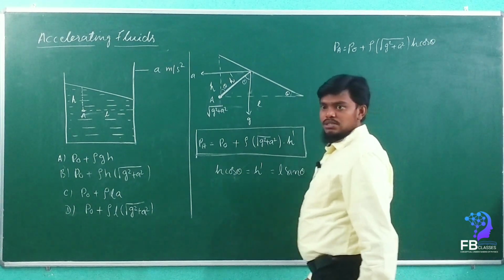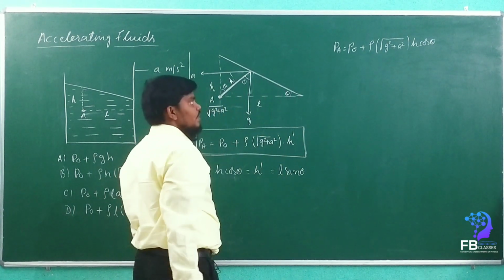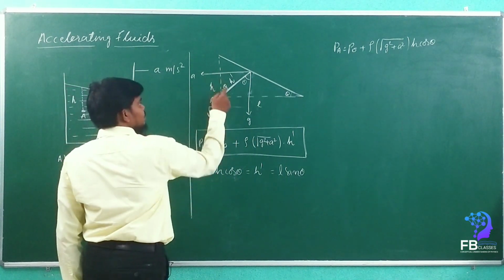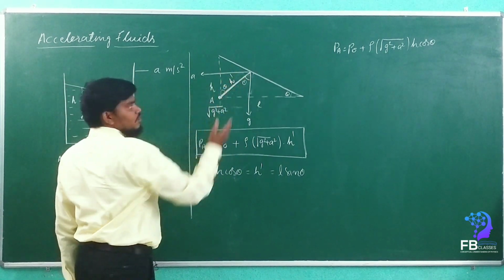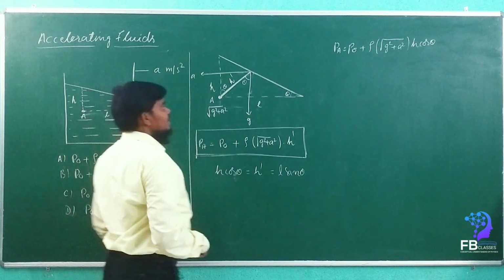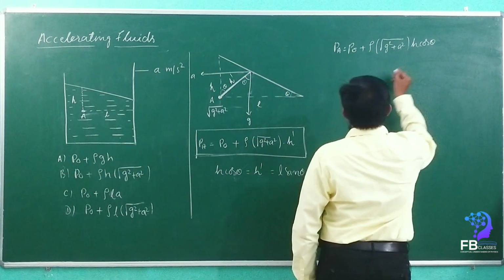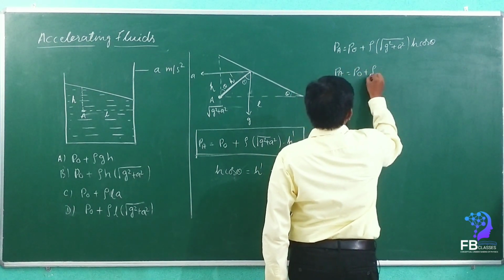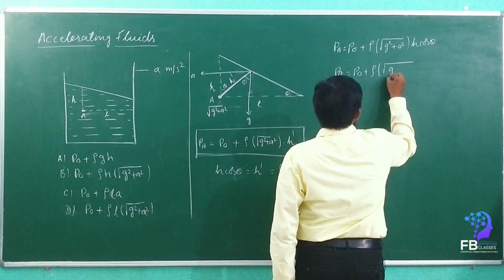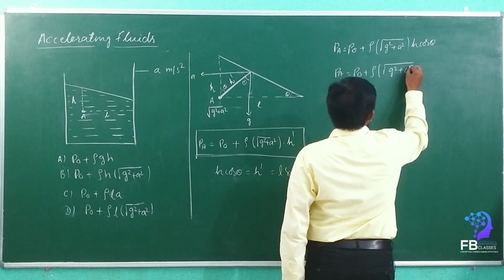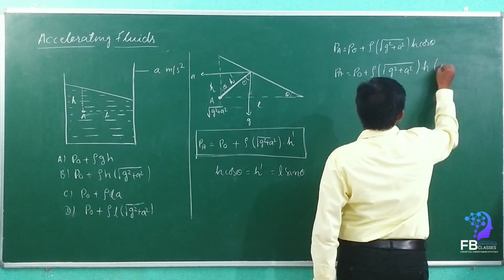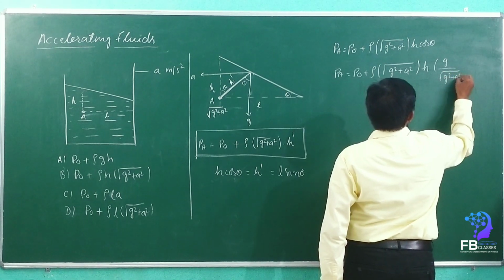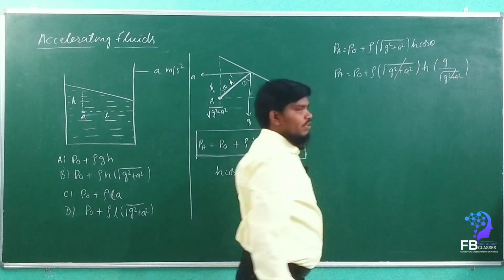H cos theta. Are you getting my point? H cos theta. Now what is the cos theta here? Cos theta is equal to adjacent upon hypotenuse. So adjacent is H. Now PA is equal to P naught plus rho root of g square plus a square into H into g by root of g square plus a square. So both will get cancelled.